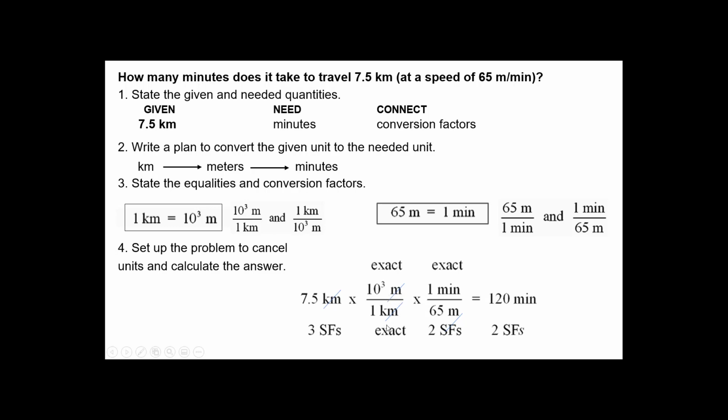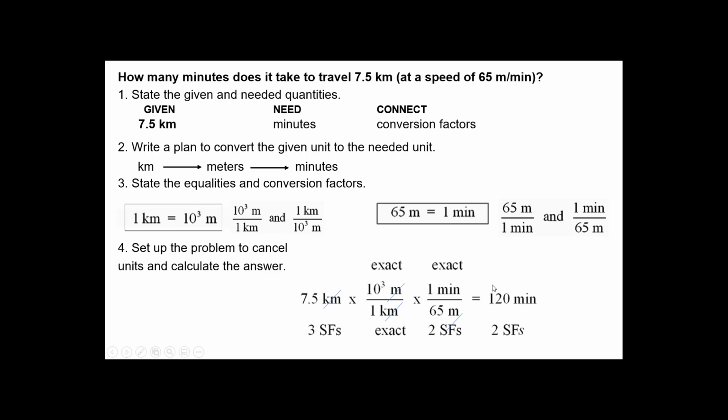And here, this is exact. So it's the same numbering system. We don't need to worry about it. This is not, meters and minutes are not equivalent to each other. So this is a measured number. We don't pay attention to the 1. You look at the 65. So this is 2 sig figs. So 2 sig figs here, 2 sig figs here.